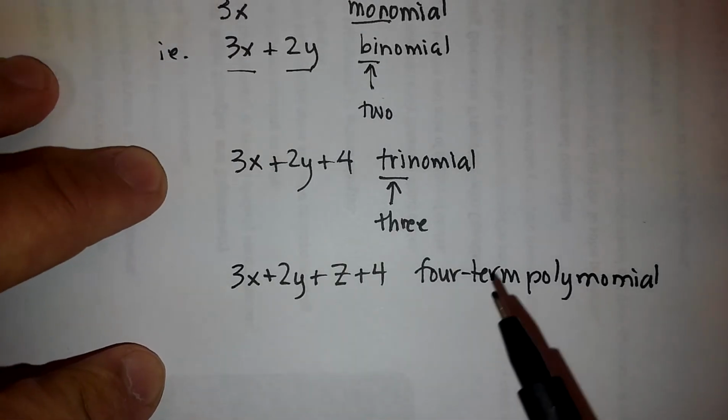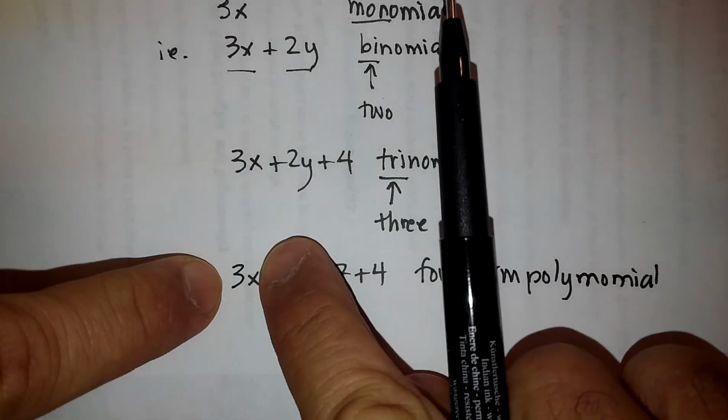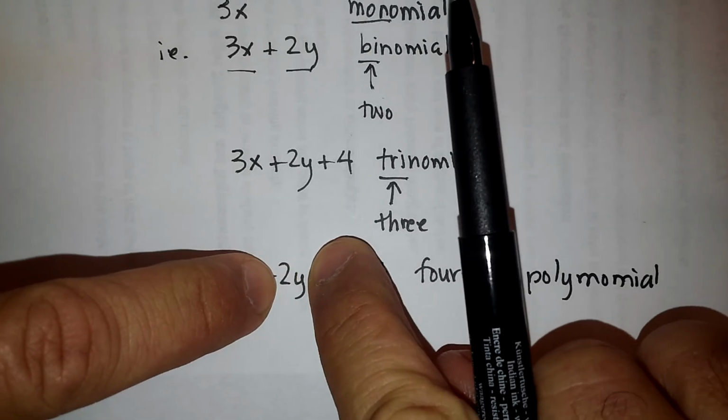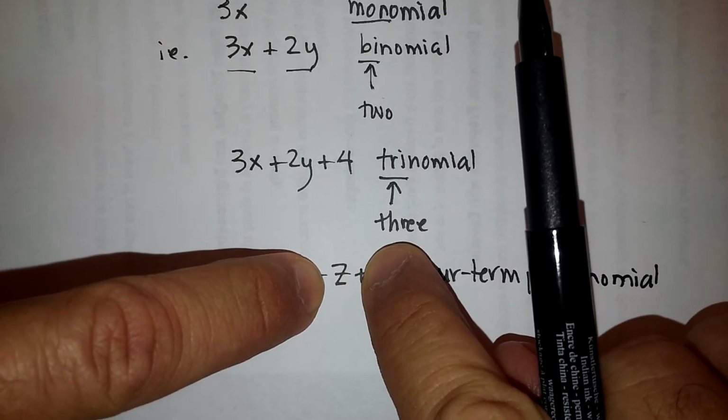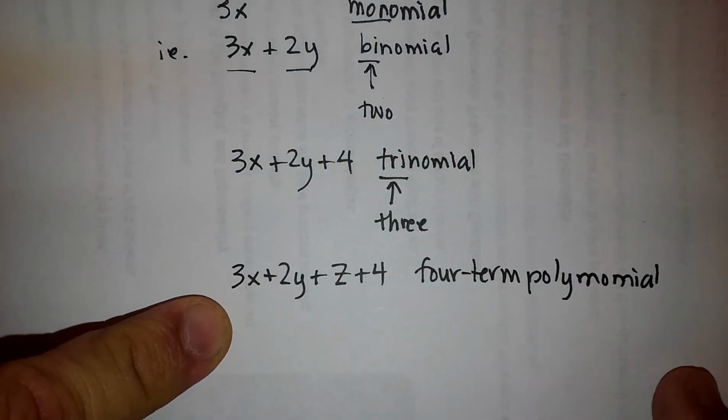So just remember, after 3 terms, again, separated by additions and or subtractions, I should have put a subtraction in there just to give you an example. You just start calling them 4-term, 5-term, 6-term, that sort of thing.